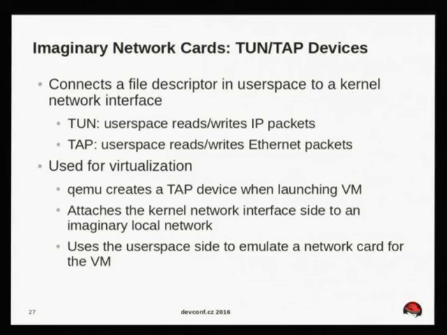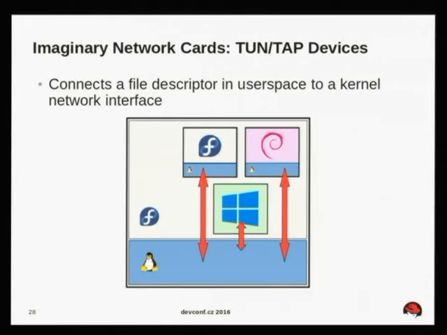And this is used by virtualization. QEMU, for instance, will create a tap device, launch the VM. It will attach the kernel network side to its imaginary local network, which we'll get to later, and then it uses the user space side to emulate a network card for the virtual machine. So you can see here we have our computer running virtual machines. Each one has a tap device which connects directly to the real kernel.